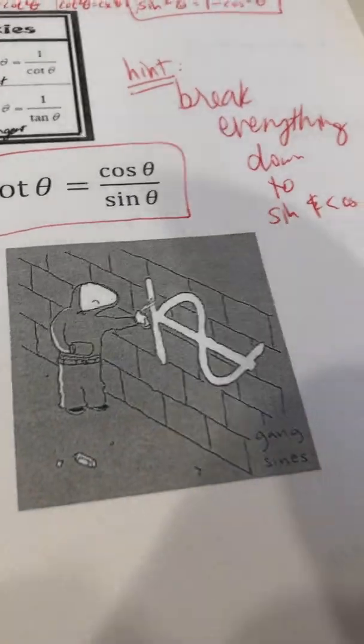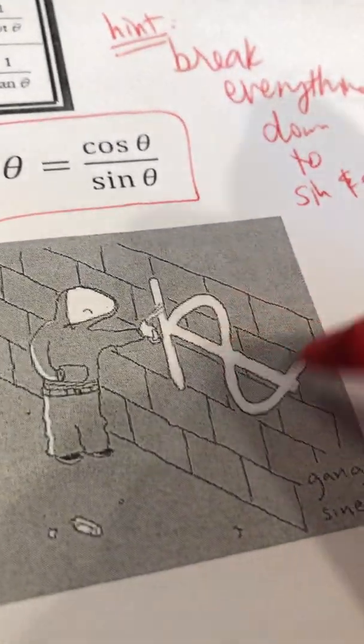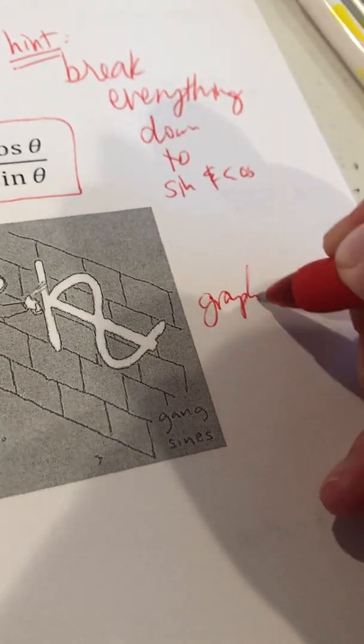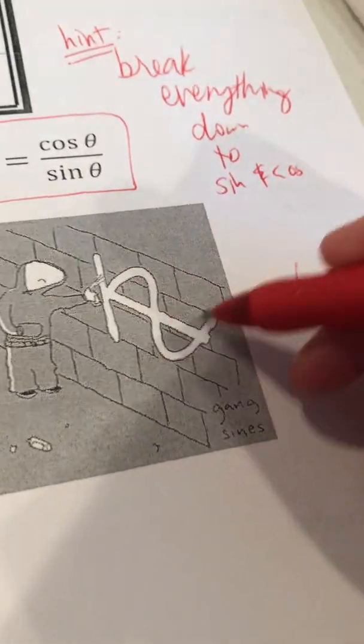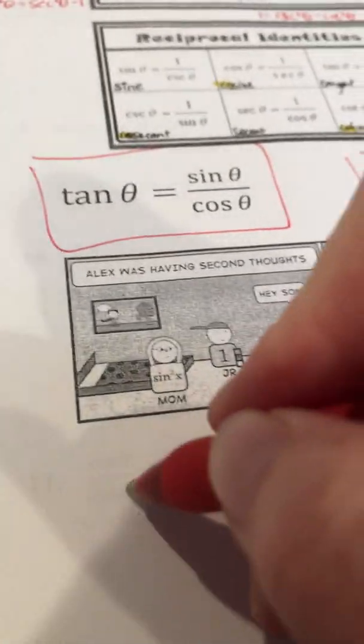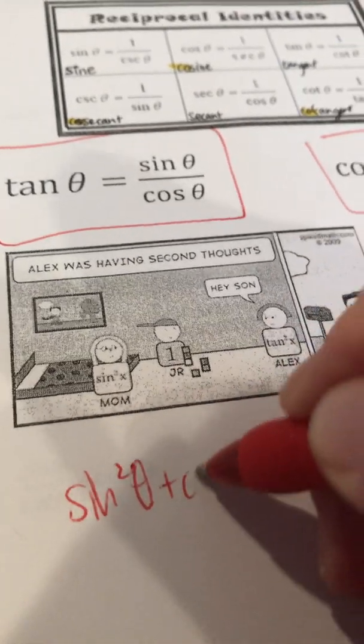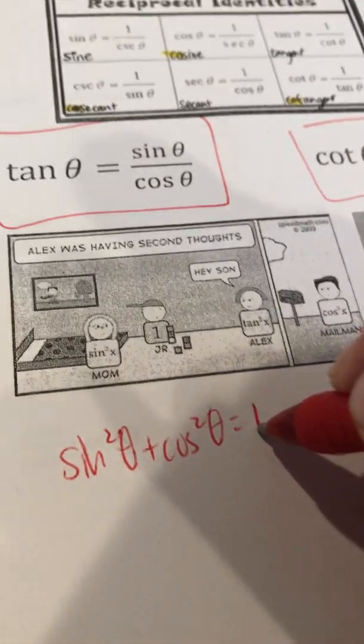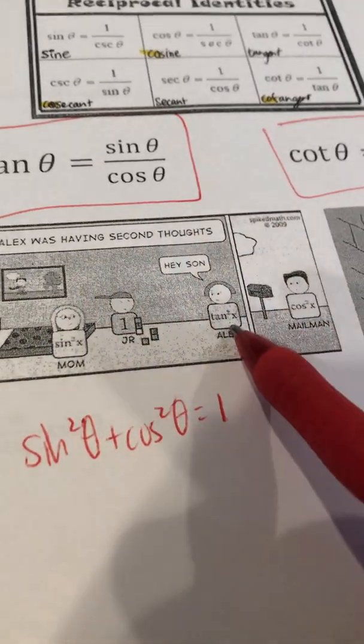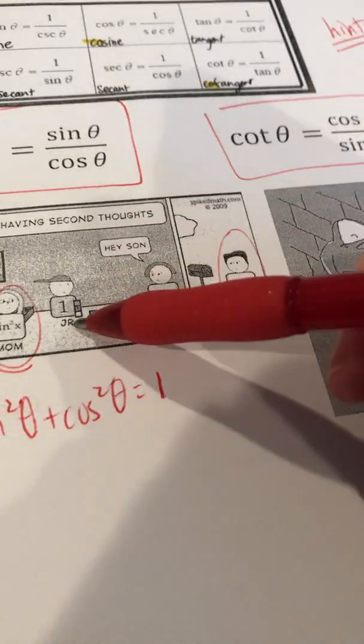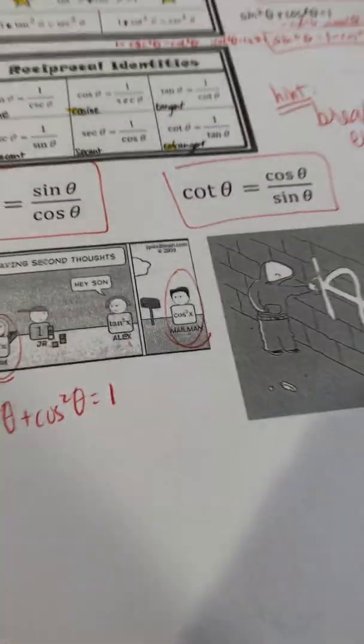Now, Miss Cooper loves lame jokes, and it's sad I didn't get to introduce you to all my memes and stuff, but this is literally if you were to graph sine of theta, this is what it looked like. So it's gang signs, hilarious. And then we just learned that sine squared plus cosine squared equals 1. And so this joke, Alex was having second thoughts. Here's Alex. We can see that sine squared and cosine squared makes Junior's daddy the mailman. Woo, risque. Here we go.